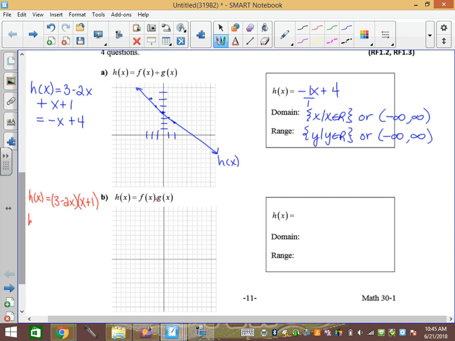So I'm going to FOIL it out, and I'm going to get 3x plus 3 minus 2x squared minus 2x. I get negative 2x squared plus x plus 3. And that's my h of x.